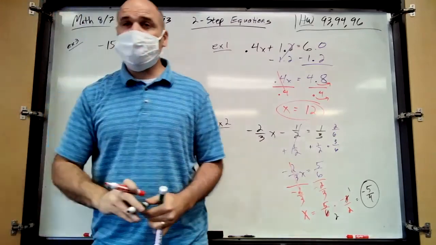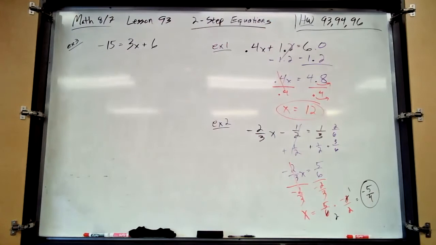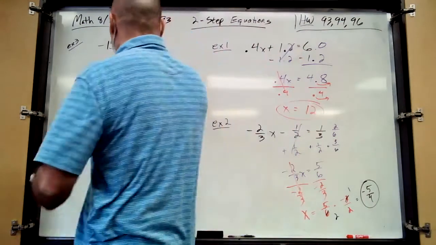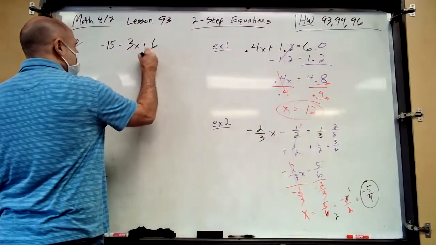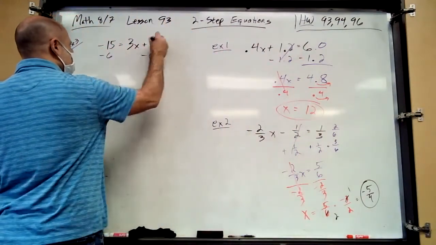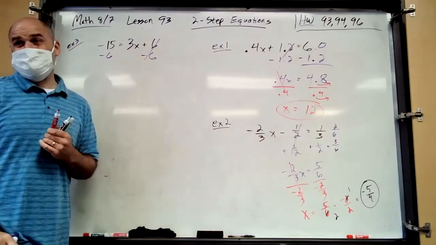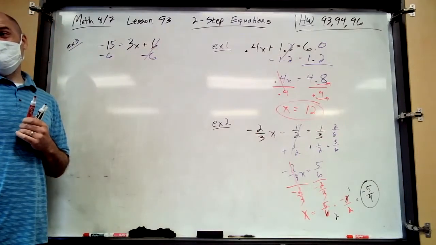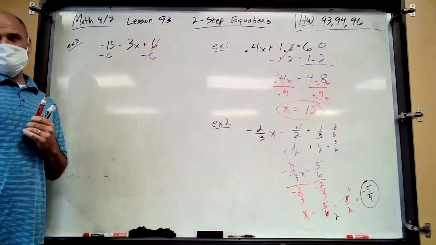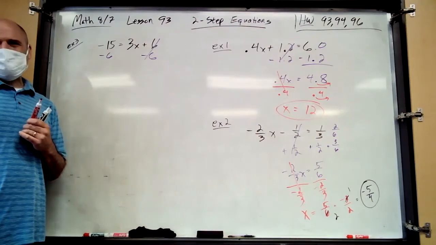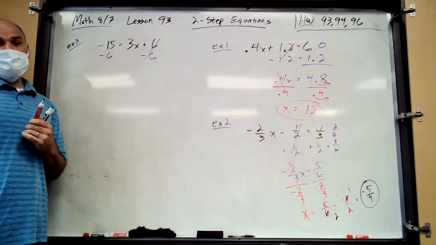Okay, now the only trick about this is the x's are on the other side, but don't let that fool you. You're still trying to get x by itself. Doesn't matter what side it's on. So what do you want to get rid of first? The 6. How do you get rid of 6? Subtract it by 6. Okay, so whatever you do to one side, do to the other. Can you do that one? What's that? Negative 21. Oh, I did that.